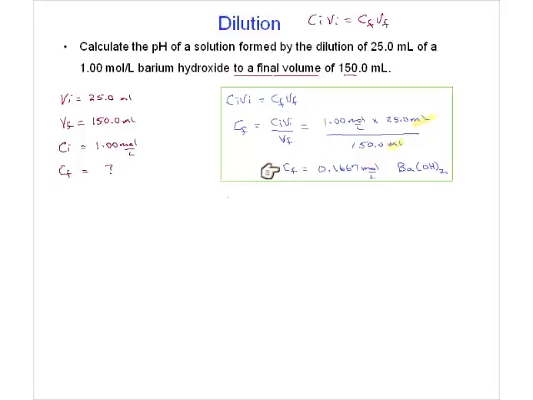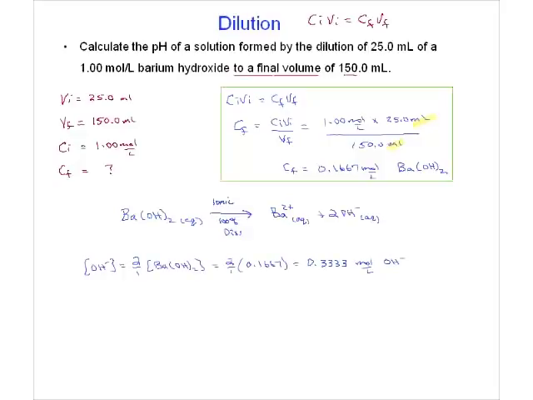It got weaker, didn't it? Initially we started off with 1 mole per liter. Now we've diluted it to 0.1667 moles per liter. It's a lot weaker. We want to calculate the pH of this. Well, it shouldn't be a problem. What you've got to watch here, though, is barium hydroxide is a source of 2 moles of hydroxide. So whatever that concentration is, now we have to double it because of our mole ratio. So our concentration is now doubled because the barium hydroxide produces 2 moles of hydroxide.